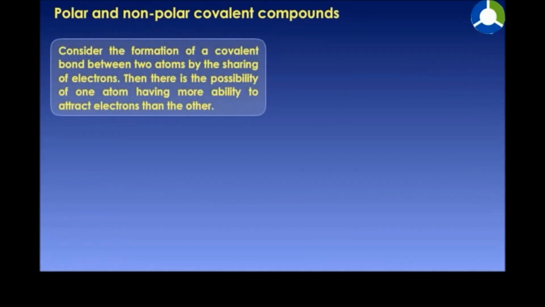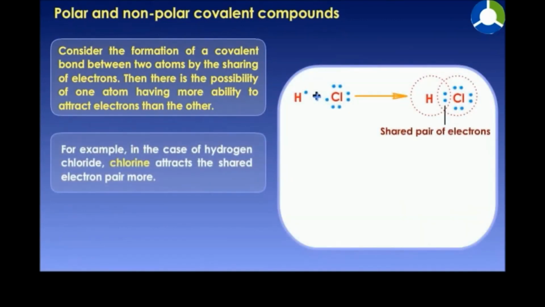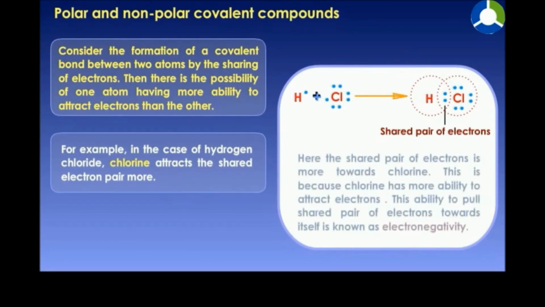Consider the formation of a covalent bond between two atoms by the sharing of electrons. Then there is the possibility of one atom having more ability to attract electrons than the other. For example, in the case of hydrogen chloride, chlorine attracts the shared electron pair more. Here, the shared pair of electrons is more towards chlorine. This is because chlorine has more ability to attract electrons. This ability to pull the shared pair of electrons towards itself is known as electronegativity.